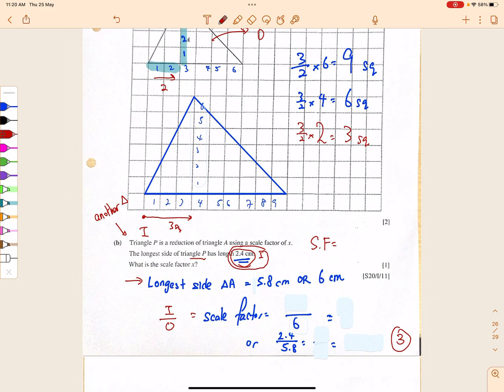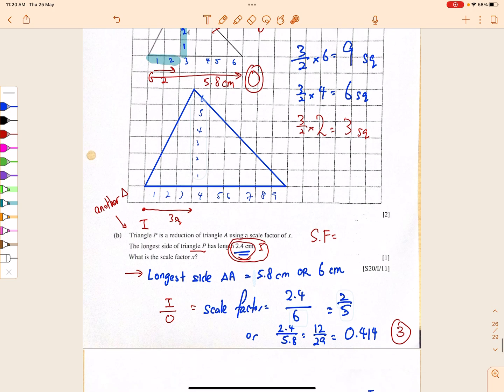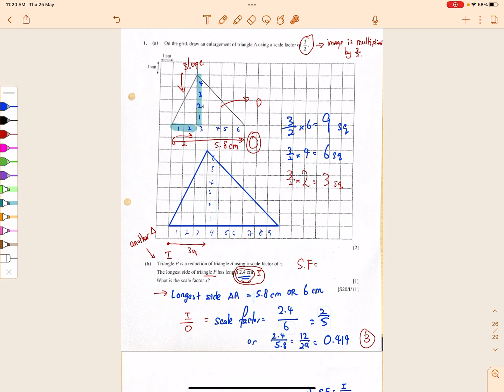And this 5.8, this length is 5.8 cm. And this length is the object length, right? So if I were to work that out, I will have a decimal or a fraction, 12 over 29 or 0.414. Now if I use 6 cm, then the image is 2.4 cm as pointed here, right? The image is 2.4 over 6 cm, then I have the answer 2 over 5. So pause the video now, understand question 1.